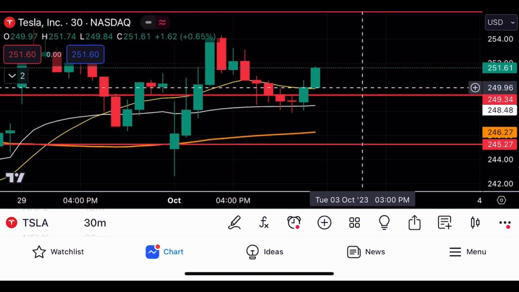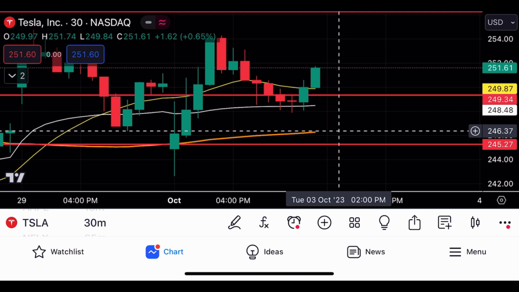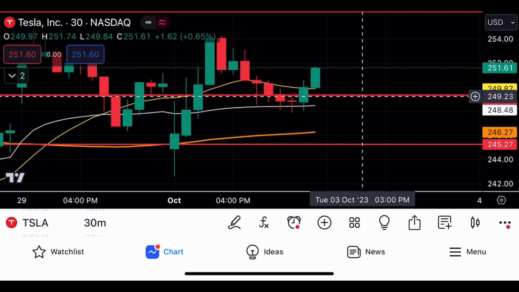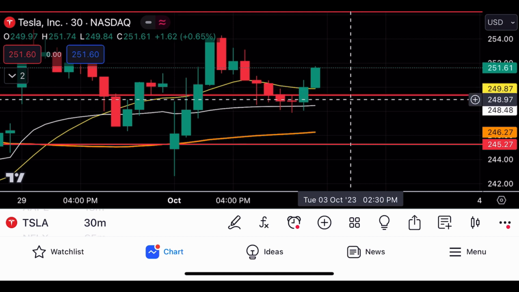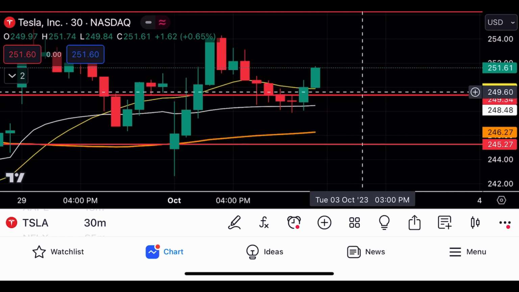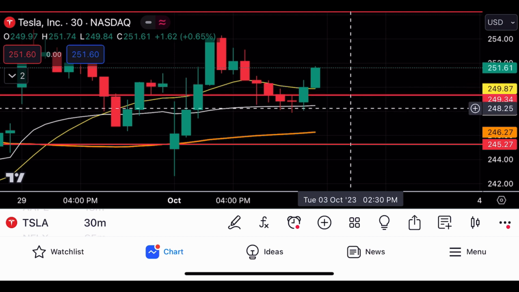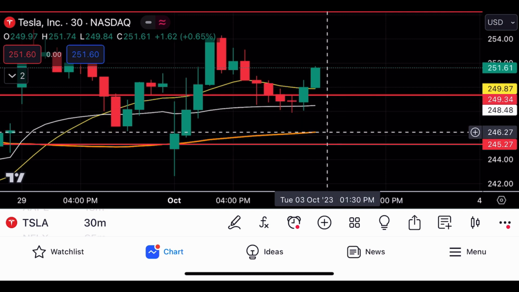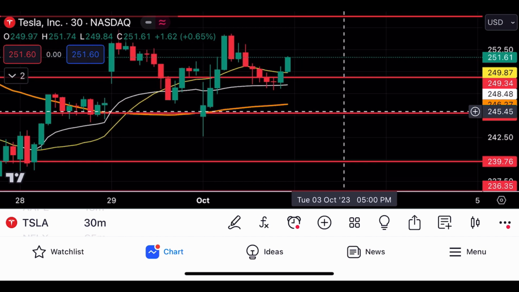Now for Tesla, looks pretty nice. We ended the day pretty strong after a volatile day. Keep in mind, after delivery numbers, Tesla stays volatile for a few days. So we're above the 20-day moving average at 249.87, and then we're above the AVWAP at 248.48. We're above the 5-day moving average at 246.27.